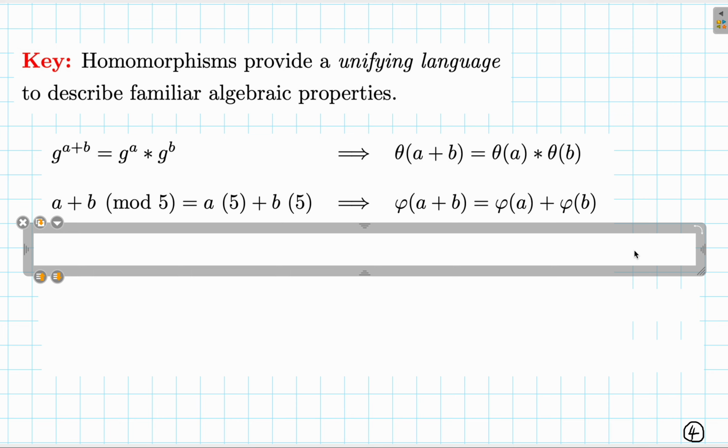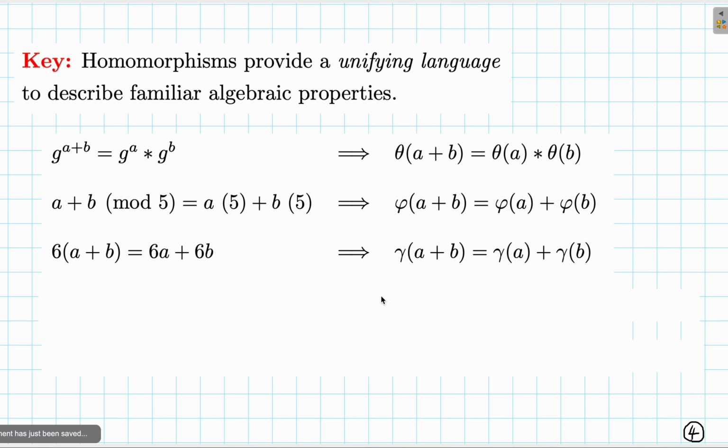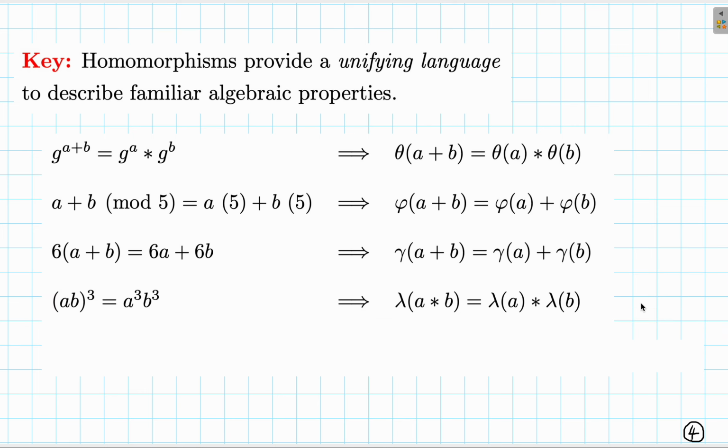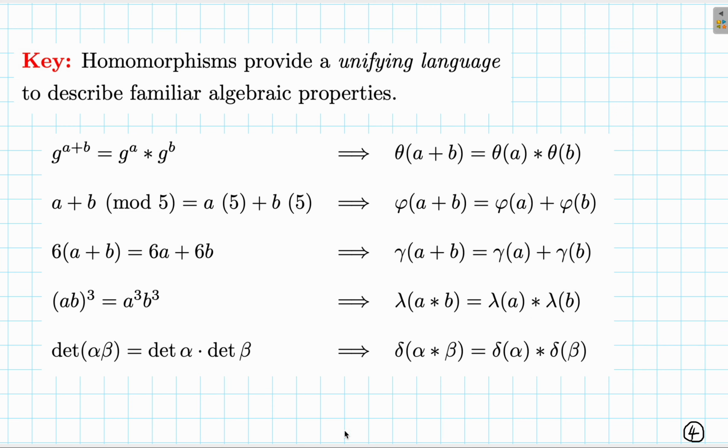Here's another example we saw in the classwork. The distributive property, 6 times a plus b equals 6a plus 6b. And that was described by the fact that our function gamma is a homomorphism. Here's another exponent law that we've seen before, and that was depicted by how lambda is a homomorphism. And here is a determinant property. The determinant of the product equals the product of the determinants. That is depicted by the fact that delta is operation preserving, or a homomorphism.